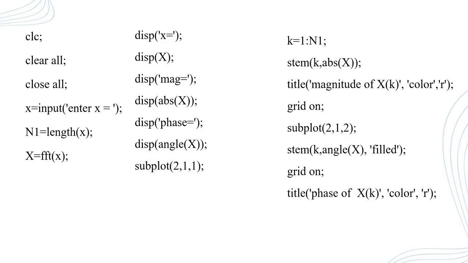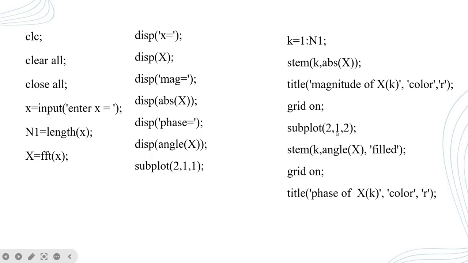Then we have title of magnitude of X of k, then comma, color, comma, r. This will set the title in red color. You can change this to b, which will give you blue color, or g, which will give you green color. Then we have grid on, which will enable the grid for better visualization. Then this is for plotting the phase spectrum.